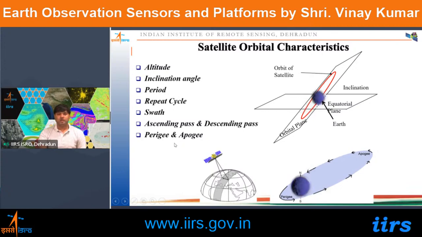Now coming to perigee and apogee. Perigee is called the closest point of the satellite to your Earth surface. Apogee is the farthest point of the satellite from your Earth surface.